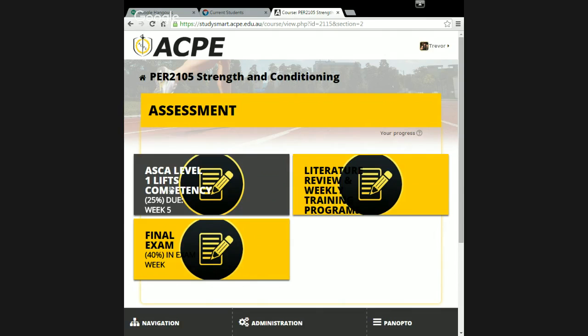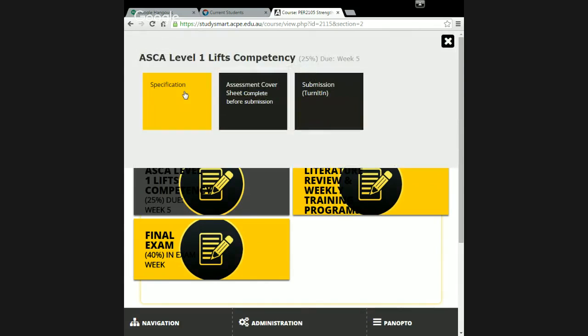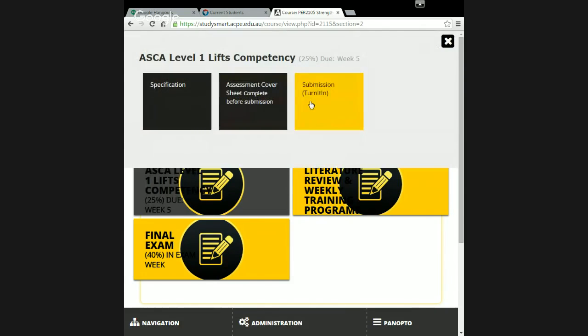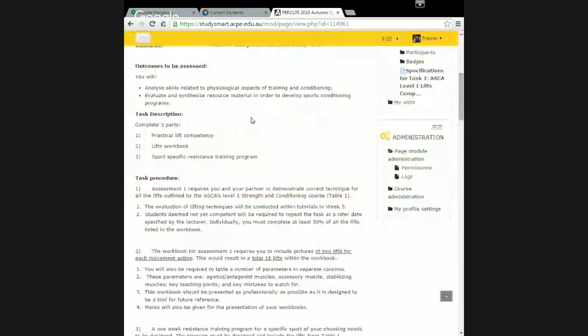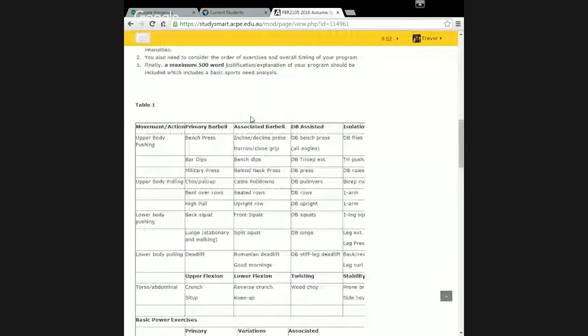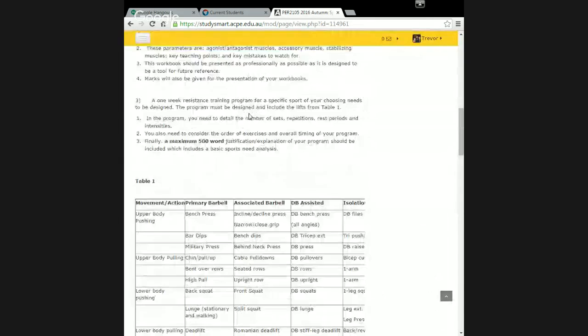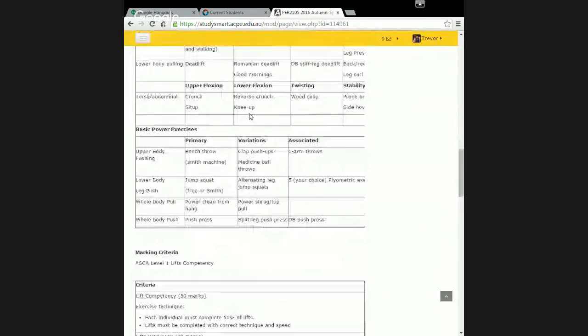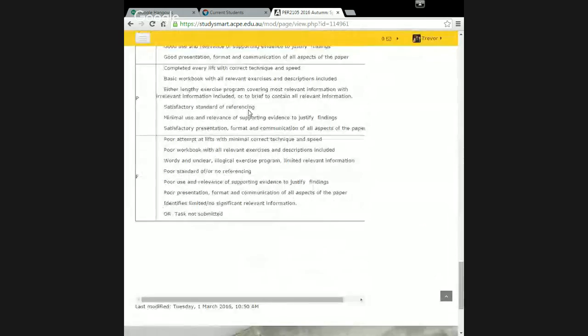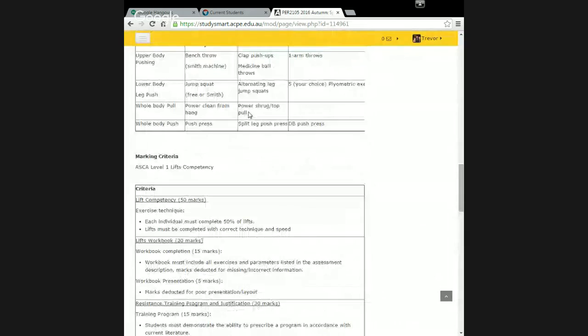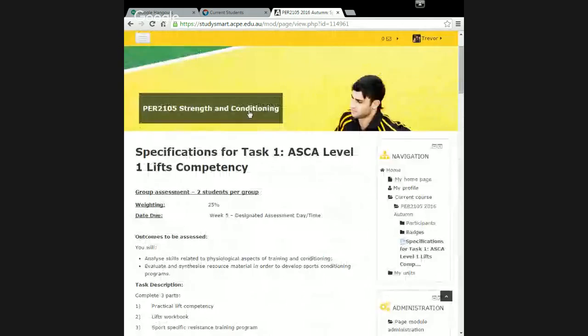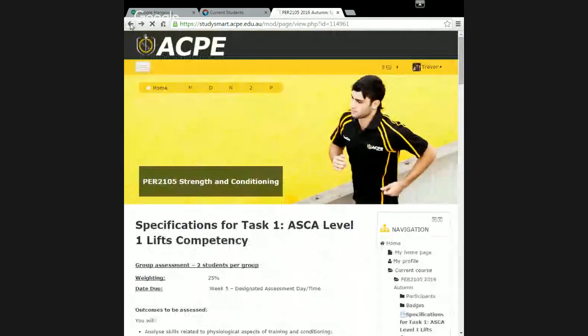So I'll put those up: lifts, specifications, assessment cover sheet, submission, turn it in. So if we click on our specifications, practical lift competency, these are all the basic lifts that they will cover, and you should practice doing. It's also the marking rubric.